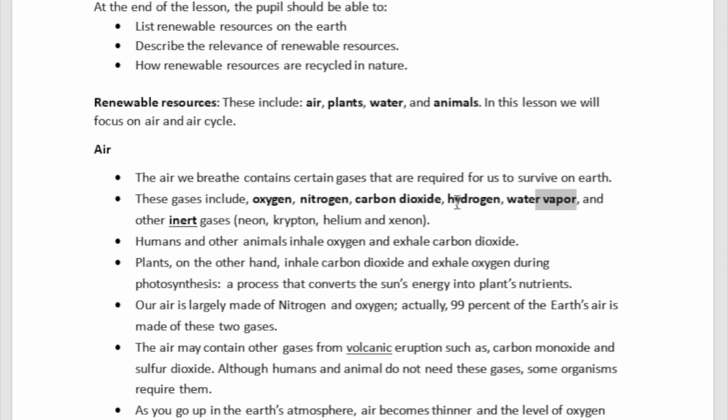All right, but you got to remember these five gases: oxygen. Say it with me: oxygen. Okay, nitrogen, carbon dioxide. Those three are very important. What do we breathe in as humans? Well, we breathe in oxygen, right? And we exhale carbon dioxide. Okay, don't forget that.